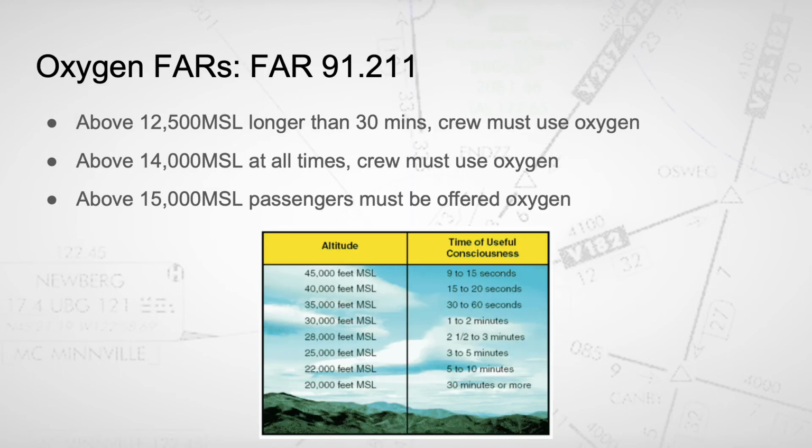You will want to memorize FAR 91.211, which governs when oxygen is required to be used. You need this information in your head in case ATC tries to reroute you or assign you a higher altitude. Below 12,500, no oxygen is required. You can poke your head up between 12,500 and 14,000 for no more than 30 minutes, and then you need to either be back below 12,500 or on oxygen.